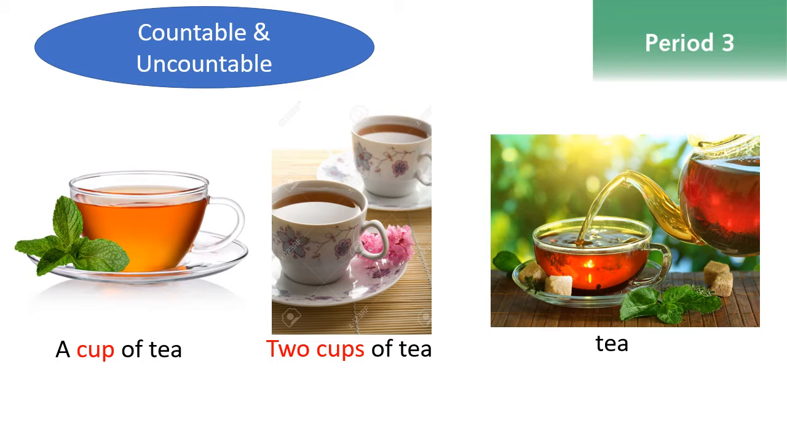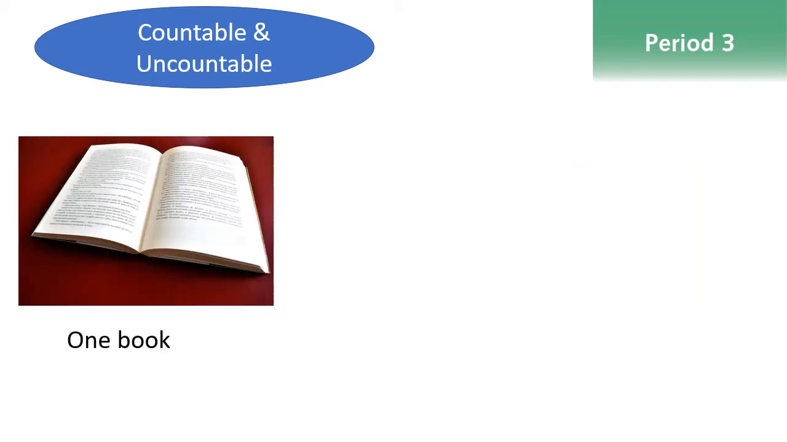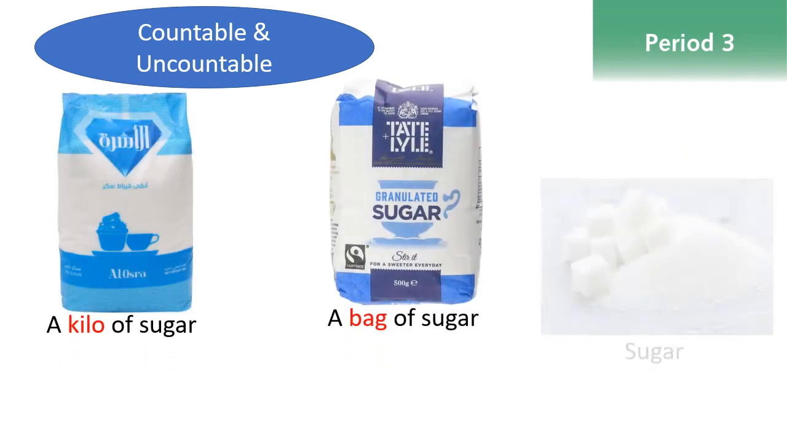Can I count sugar one, two, three sugar, one, two, three salt or soil? It is impossible, but I can say a bag of sugar, a kilo of sugar, 2 kilos of sugar. Am I right? So those that take a measure like a cup, kilo, or pound are not affected by plural or dual, and these are called uncountable. Again, let's have a note: one book, two books, books, but on the other side, a kilo of sugar, a bag of sugar, and sugar.